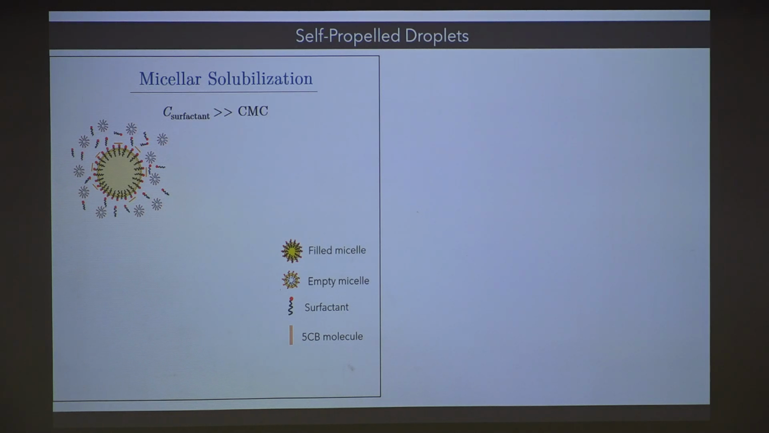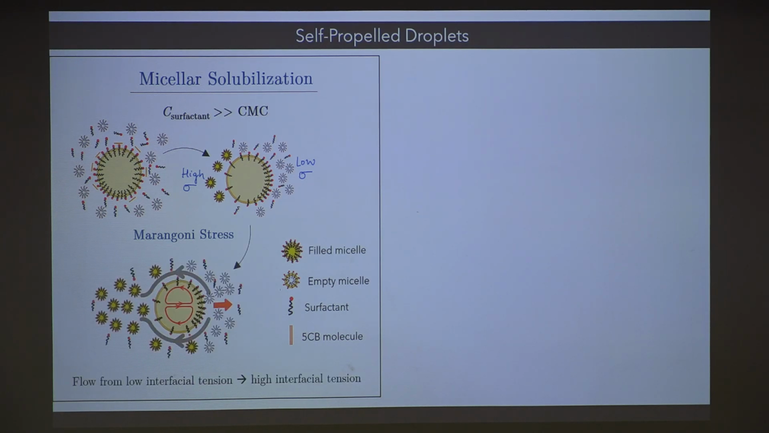Because the size of the micelle has to increase because of the solubilization, it borrows some surfactant from the droplet interface, and this leads to a spontaneous generation of asymmetry in the droplet surfactant concentration coverage. That leads to a spontaneous gradient in the surface tension and generation of Marangoni stresses, which generates the interfacial flow from regions of low interfacial tension towards high interfacial tension.